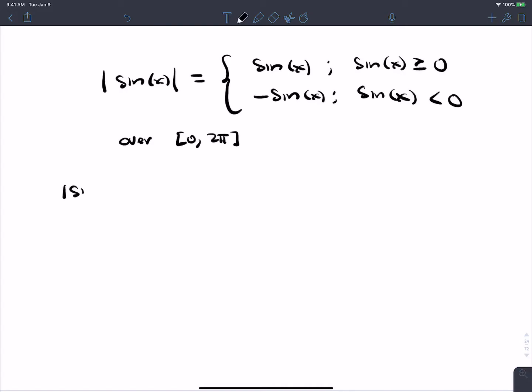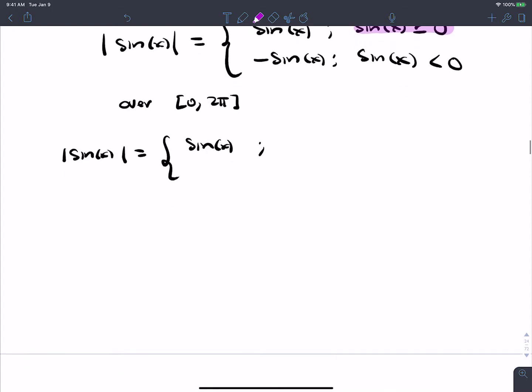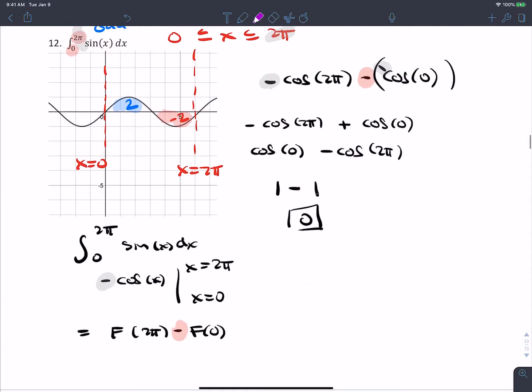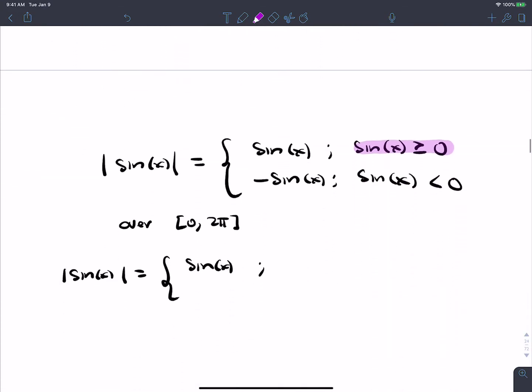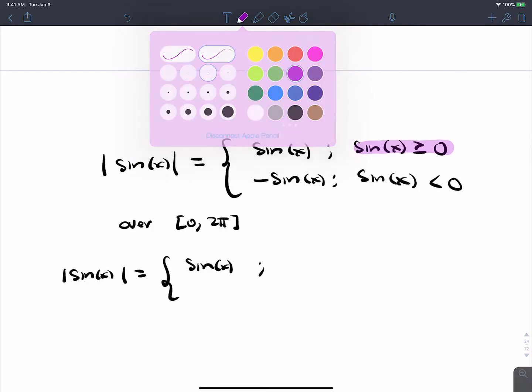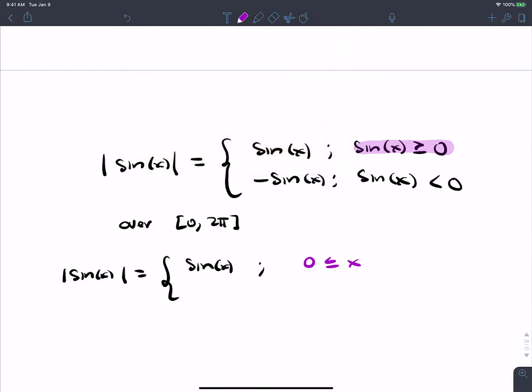So my absolute value, here's sine. Where is sine going to be? Let's look at this here. Let's see positive here, right? Where is sine positive? Greater than or equal to 0. So if I go back to the sine curve, the prior question, isn't sine positive from what? From 0 to pi? So this portion is going to be what? 0 less than or equal to x less than or equal to pi.